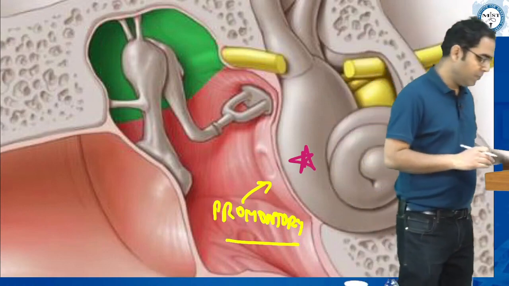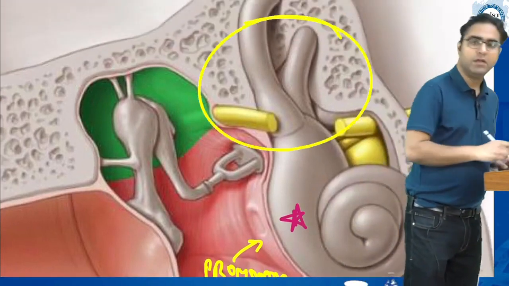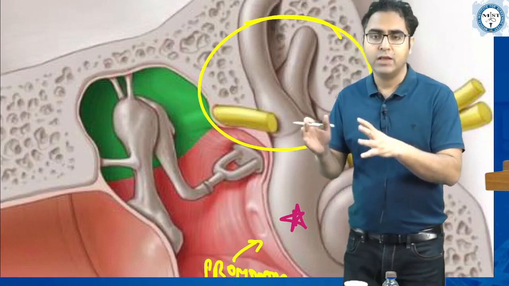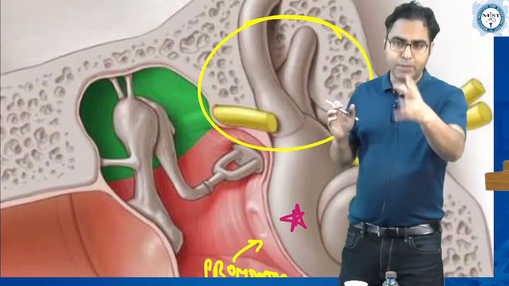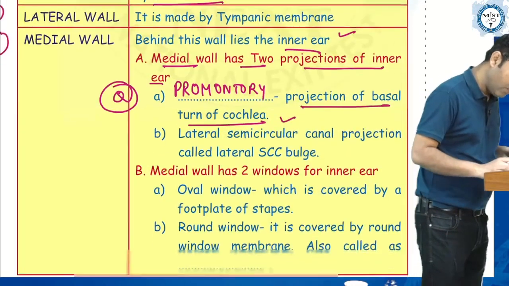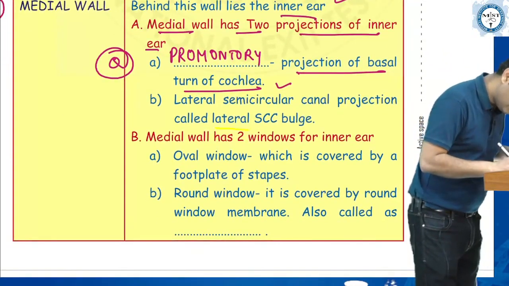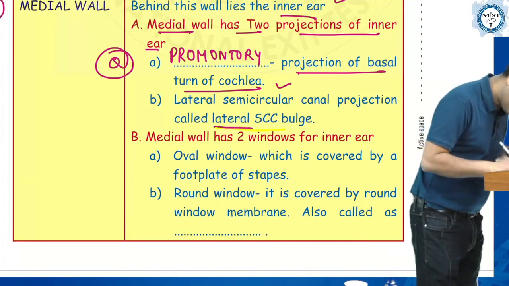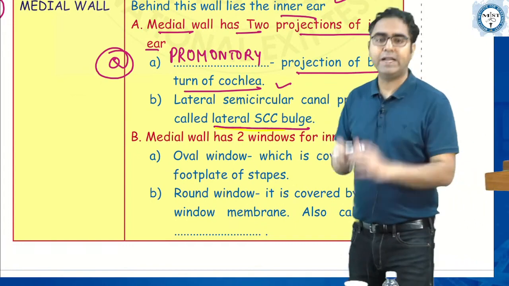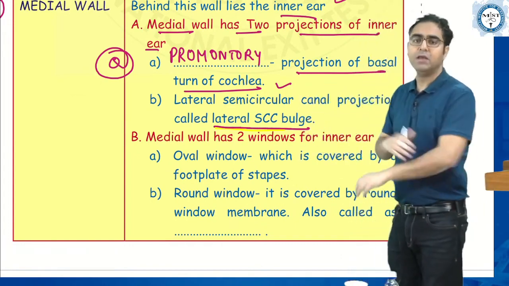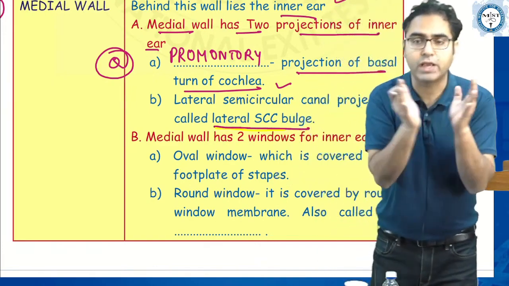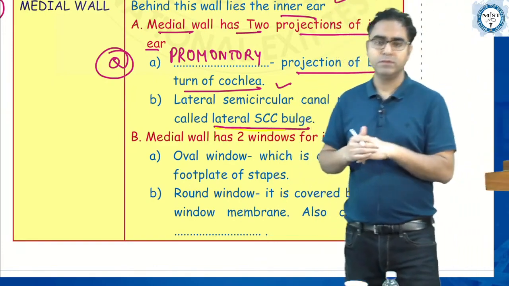Number 2: can you see there are canals also? The inner ear has canals too, the semicircular canals. So those canals also make a projection. Number 2 is the lateral semicircular canal projection, called lateral SCC bulge. So two things make a projection: one is the cochlea, the other is the lateral semicircular canal, called lateral SCC bulge. SCC is semicircular canal; bulge means projection.